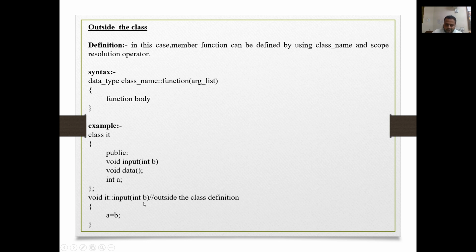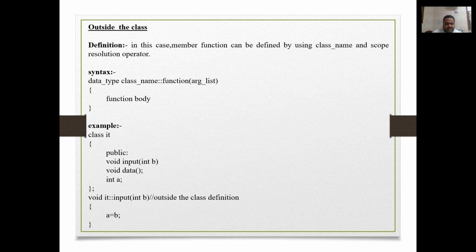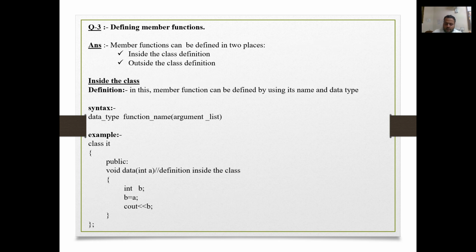Here I am taking argumentless integer b. So this is called outside the class definition. Here I am taking a equal to b. Okay, we'll see in depth in the next portion. So this is called the inside the class and outside the class calling of the function.